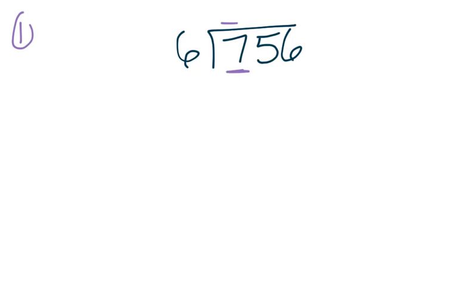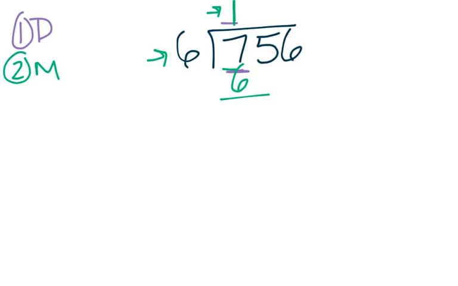My first step is to divide. Okay? When I do that, I get 1. My second step is to multiply. So I'm going to multiply my divisor times the number I just put on top. 6 times 1 is 6. This tells me I am going to use 6 of my hundreds. If I drew a picture and I had 7 total hundreds, I would have separated out 6 of them.